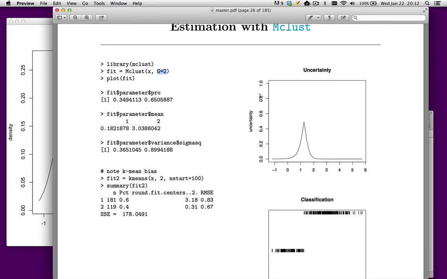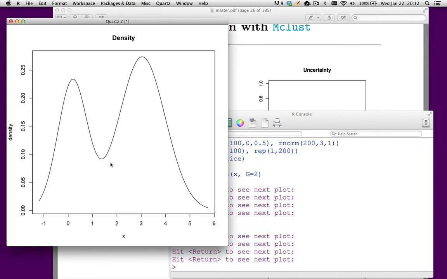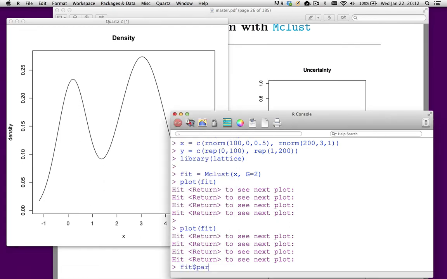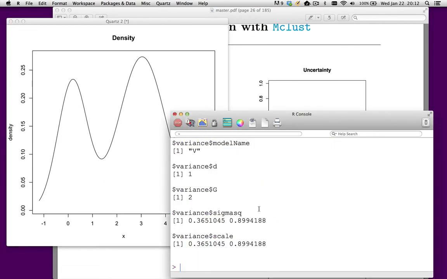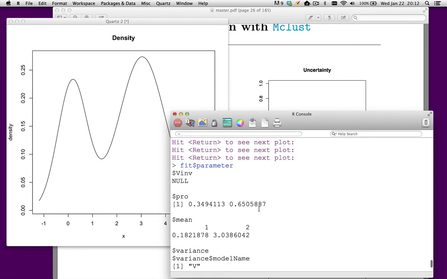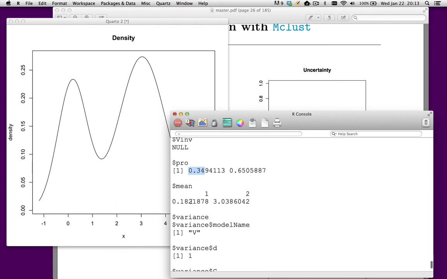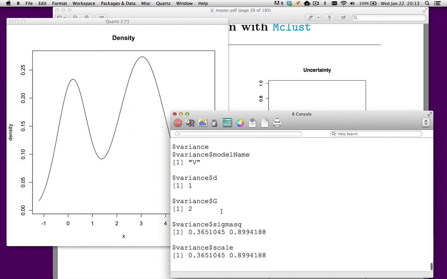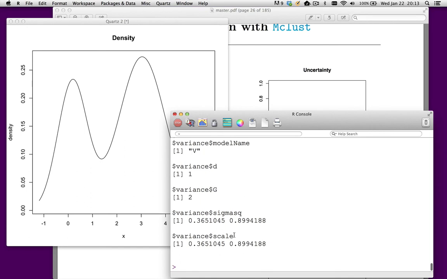All right, now we can recover the parameters with fit dollar parameter dollar pro. Let's go back here for a second. If you just say fit dollar parameter, you get all the parameters. So the proportions, roughly 2/3 get assigned to the second class, 35% get assigned to the first class. Here are the means. Those means roughly match what my little function gave. And then here are your variances. Actually, those are variances.